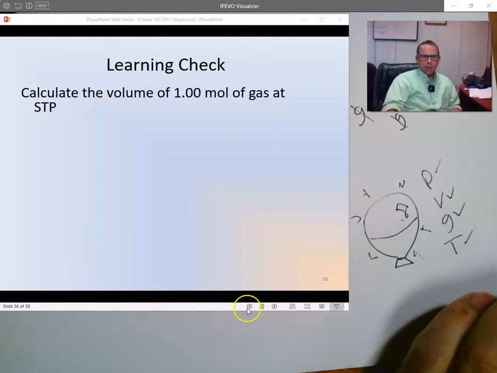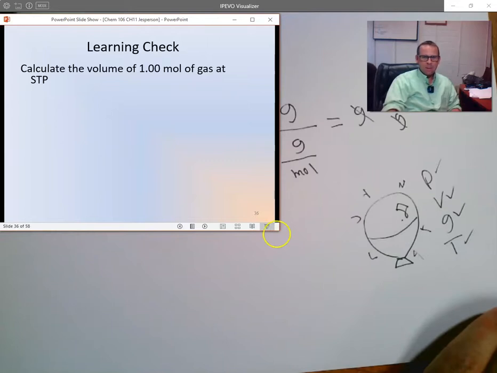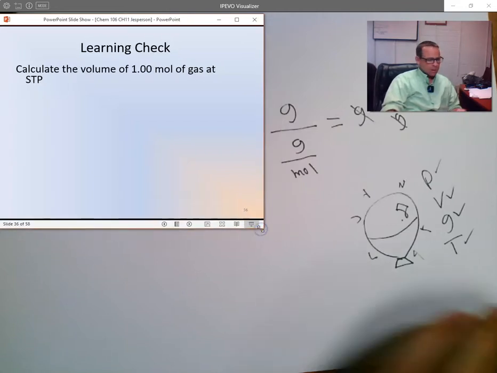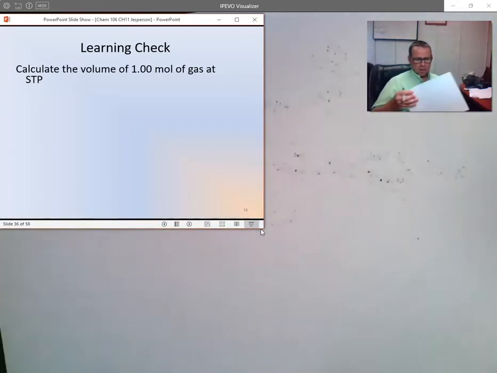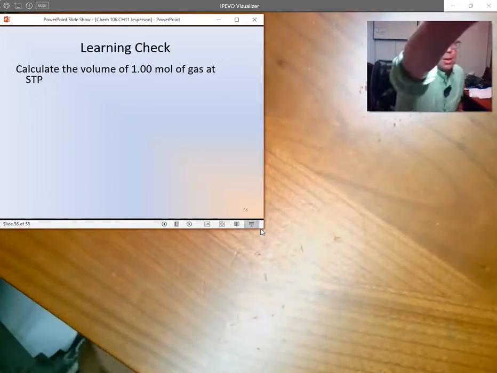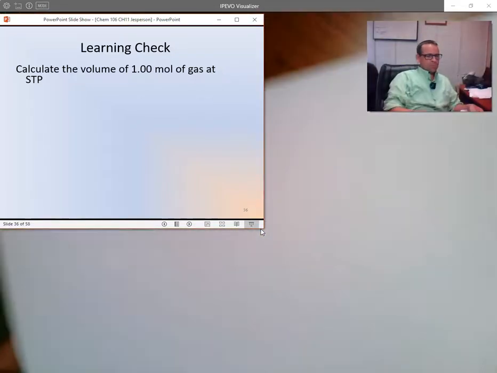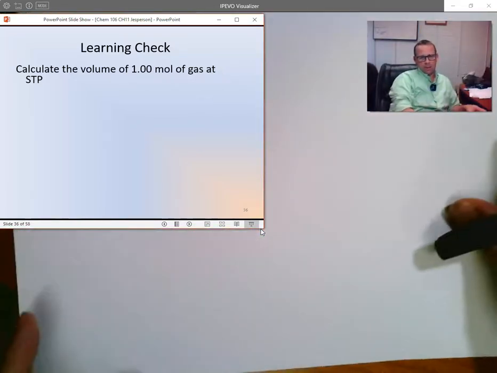All right, so we're going to have a little conversation now about what we call STP. STP stands for standard temperature and pressure. Now, this phrase, standard temperature and pressure, bothers me a little bit. It bothers me because I think it's a little misleading.